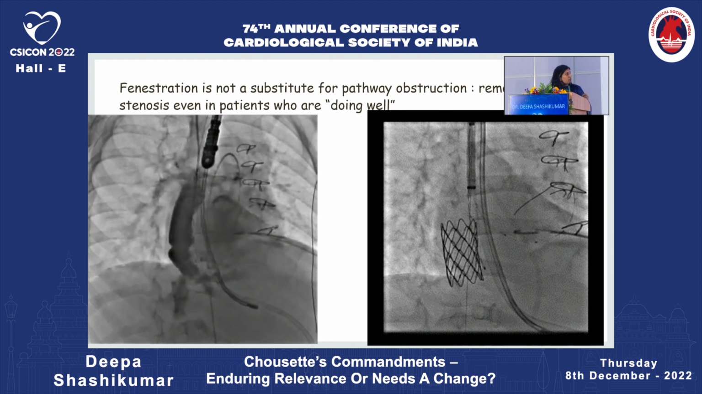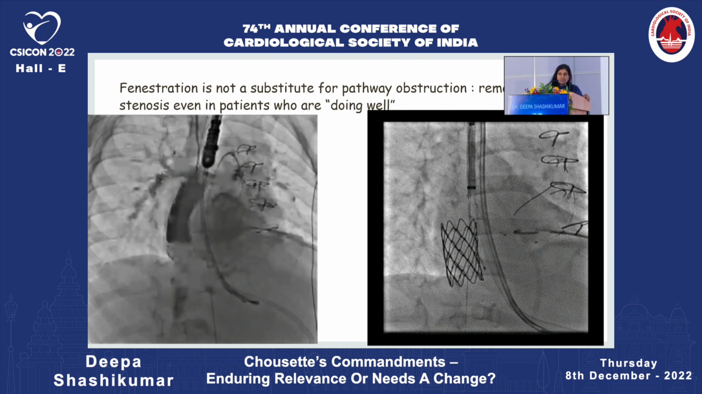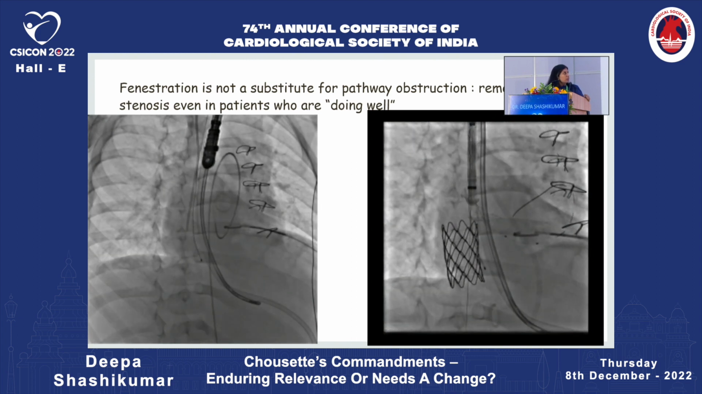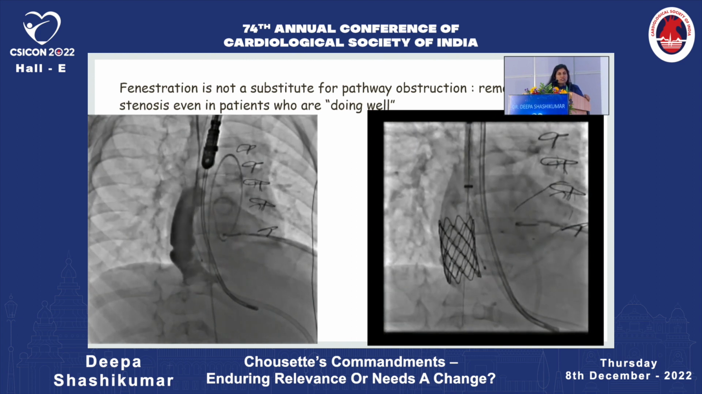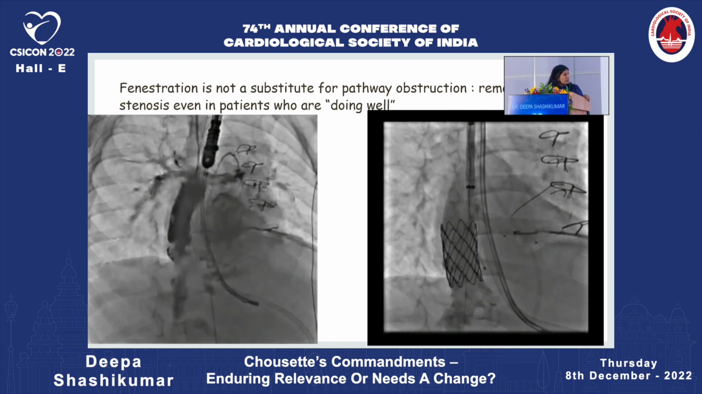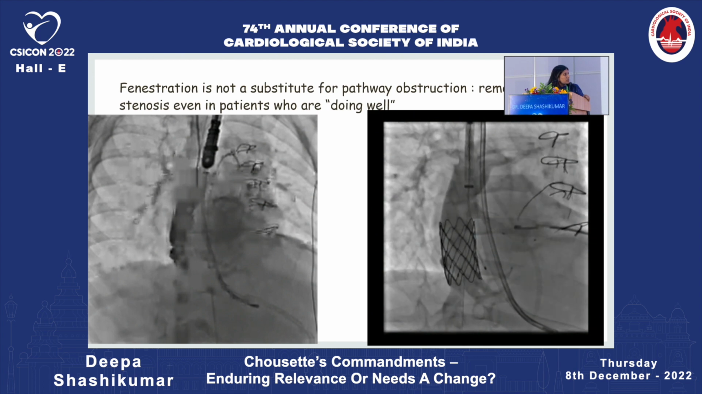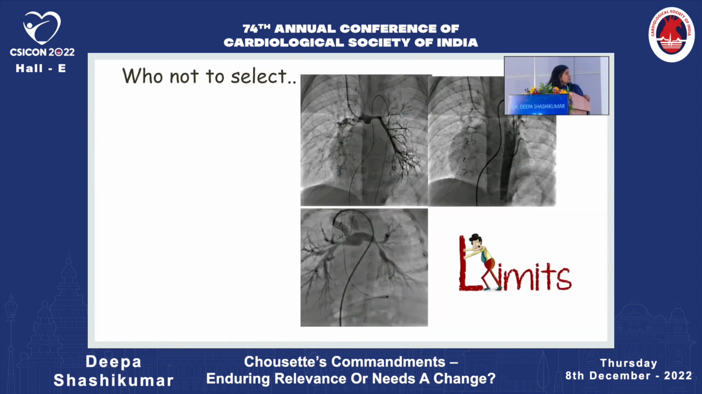Though we feel that once a Fontan starts failing, we can buy some time with a fenestration. Fenestration is not a substitute for pathway obstruction, and any pathway obstruction has to be aggressively treated. As in this case, the Fontan circuit has been stented as well as a fenestration has been created.